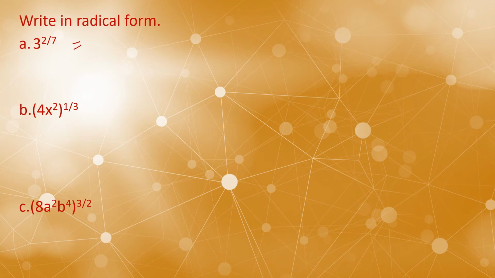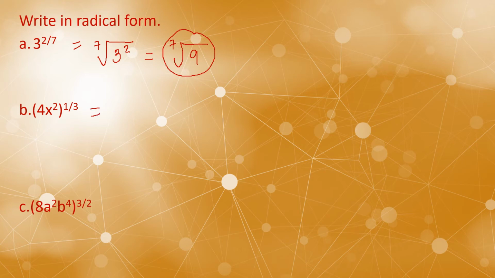Let's have more examples. The instruction says write in radical form. 3 raised to 2 over 7. In radical form, we have the 7th root of 3 raised to the second power. And 3 raised to the second power is equal to 9. So this is written in radical form as the 7th root of 9.